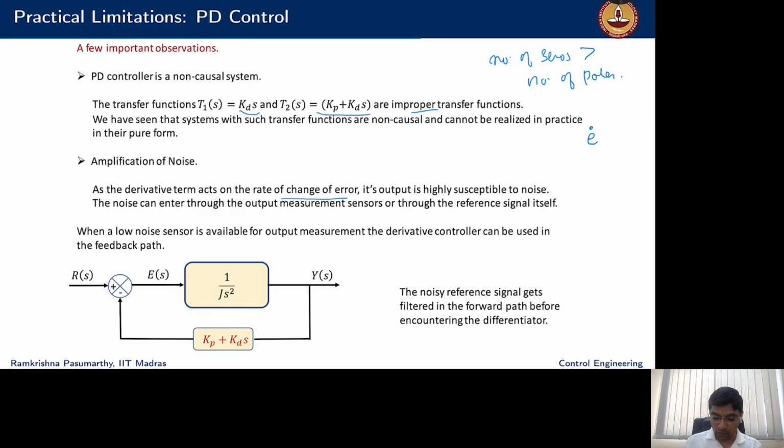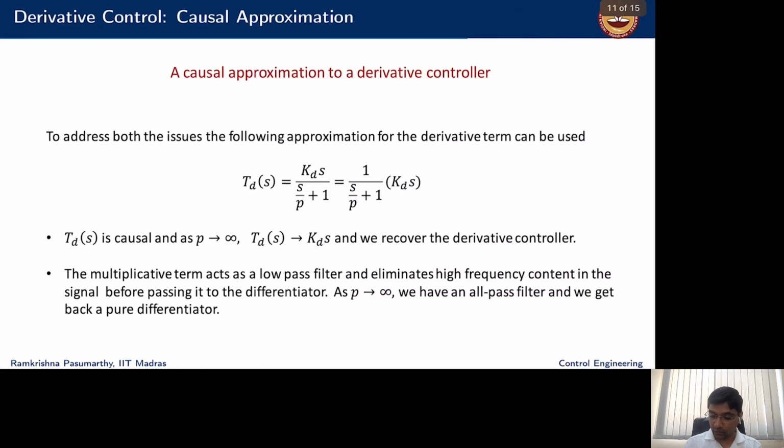Okay. So one way to get over this is, when a low noise sensor is available for output measurement, I can just put the derivative in the feedback path. In such a way, the noisy reference signals might get filtered in the forward path before encountering the differentiator. Okay, therefore, how do we build a derivative control?